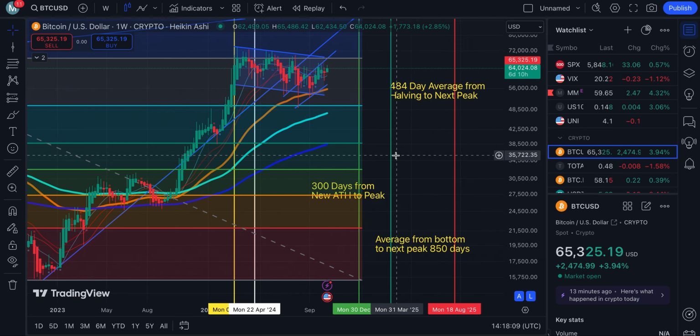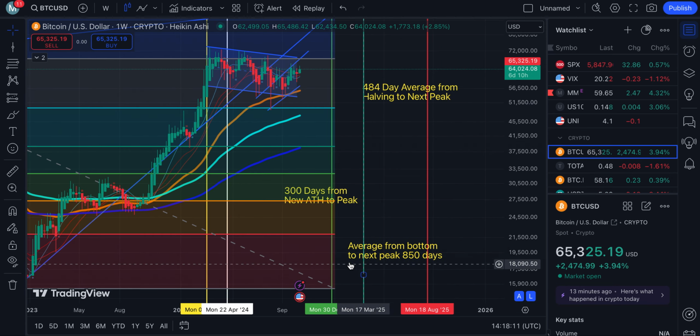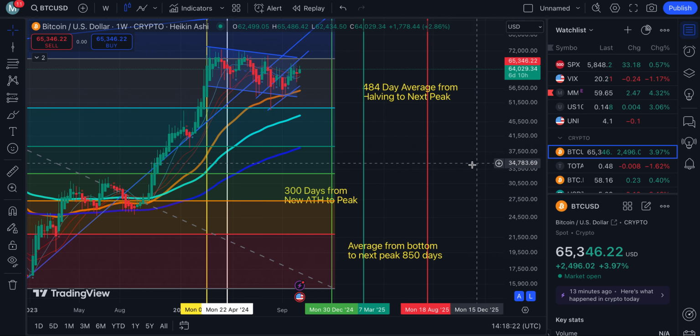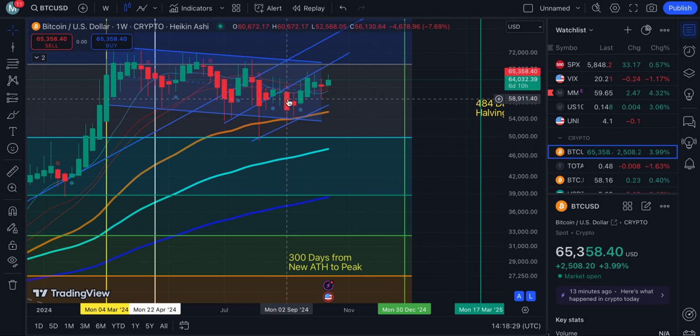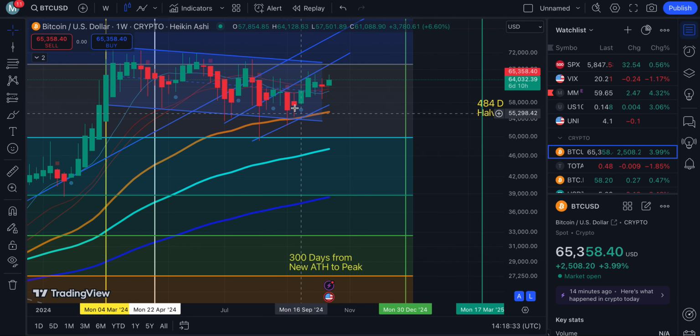So again, what did we accomplish today? We talked about the average of the bottom to the next peak. It's around 850 days, and that fits nicely in our range. So again, this is just a range. I don't care when the top is. I don't care if it happens in this range or out of this range. I'm looking at probabilities and areas to buy. I've talked about in other videos, ways to buy. We have the moving averages. We have these buy-sell signals. I did talk about the RSI too. I like buying it on the weekly.